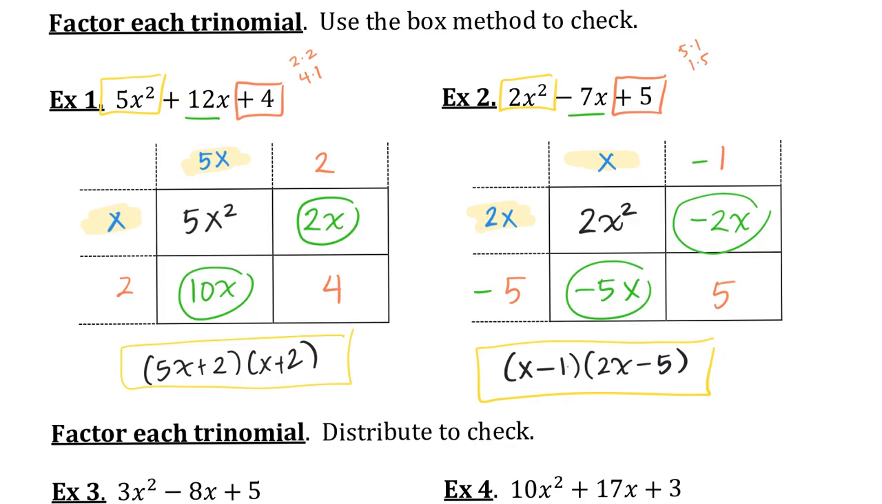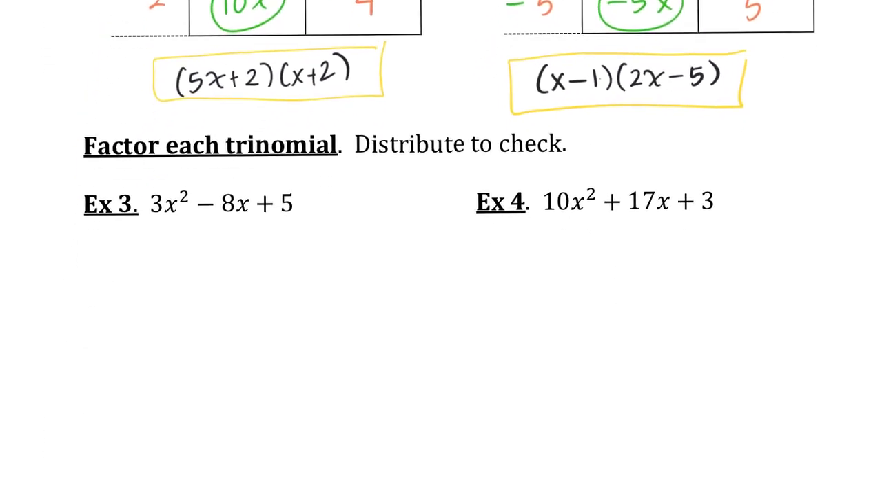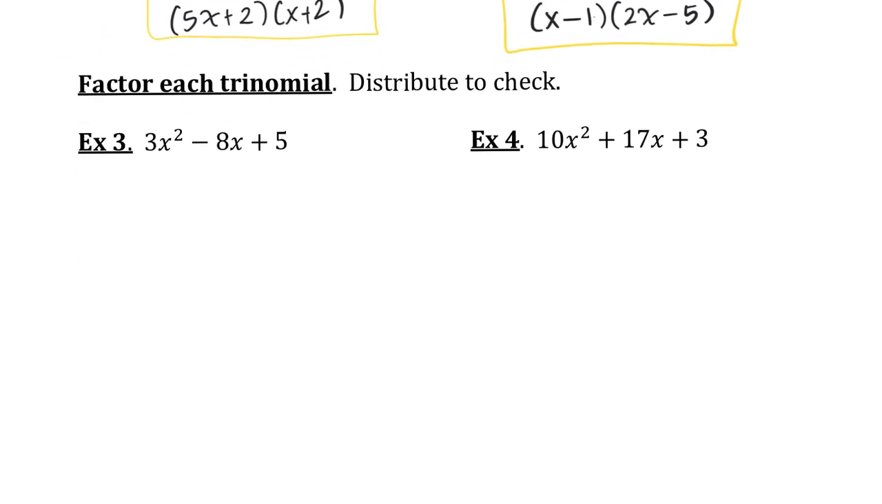Okay, next example, I'm going to do the same thing, except I'm going to use distribution to check. But after this, you'll be able to pick your method. Remember, the reason this is harder is because of this number in front of the x squared. That makes everything harder. So when I do distribution, I'm going to start with what I'm trying to put. I know it's going to look something like this.